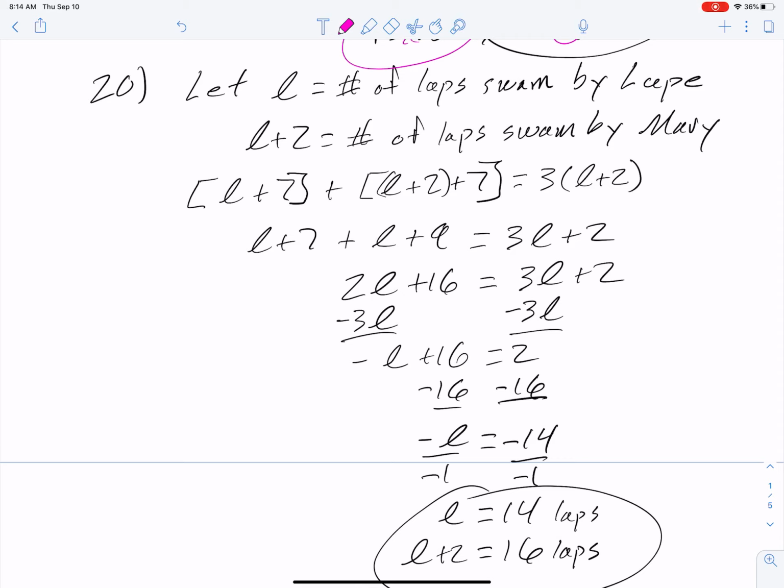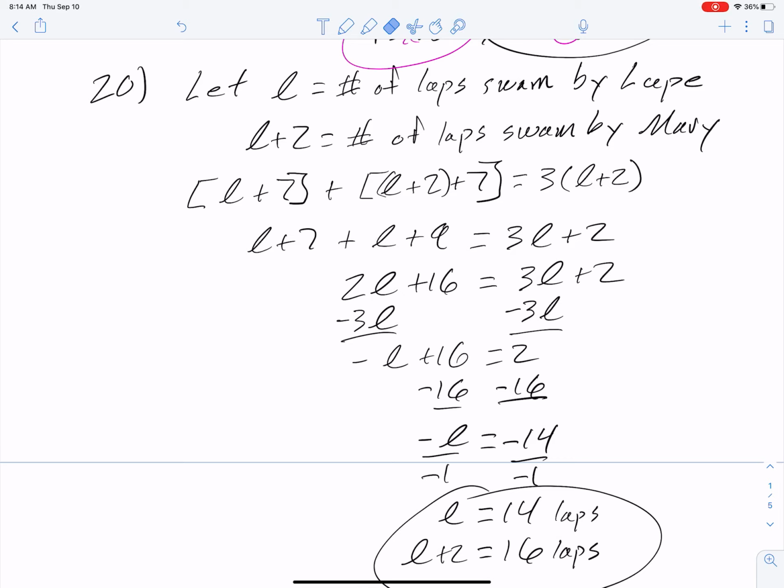Number 20, Lupe swims 2 fewer laps than Mary. If both added 7 laps to their daily swims, the sum of their laps would be 3 times as many as Mary now swims. So there's a lot going on in that one. Now, whether you choose to do like I did, I let L equal the number of laps swam by Lupe, which means L plus 2 is the number of laps swam by Mary. Or you could say M is the number of laps swam by Mary, making M minus 2 the number of laps swam by Lupe. Totally up to you.